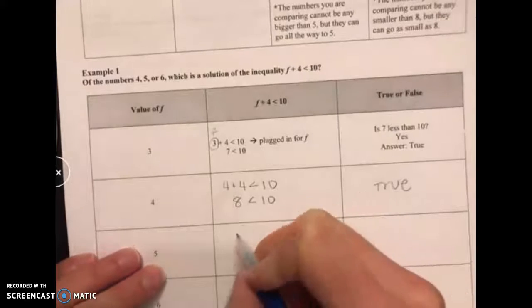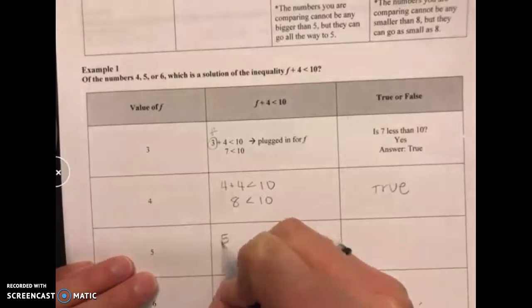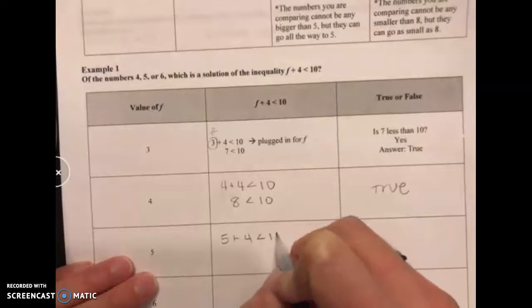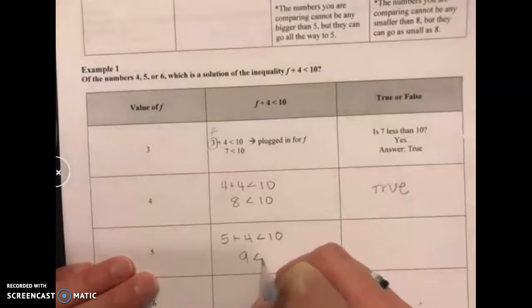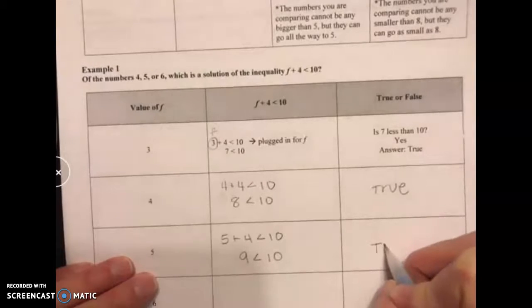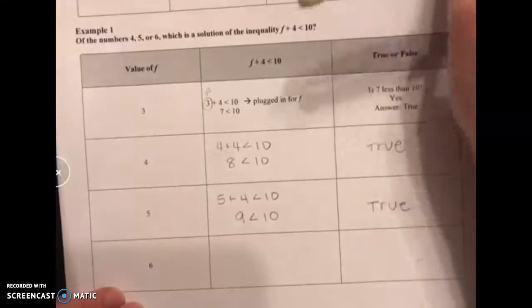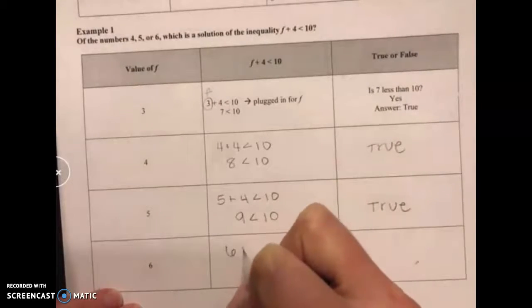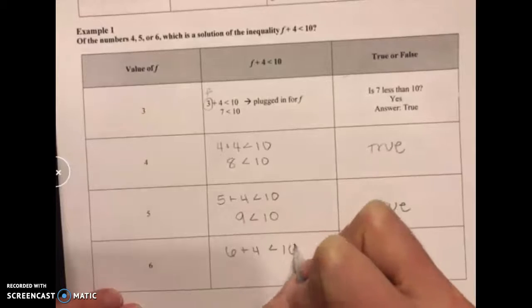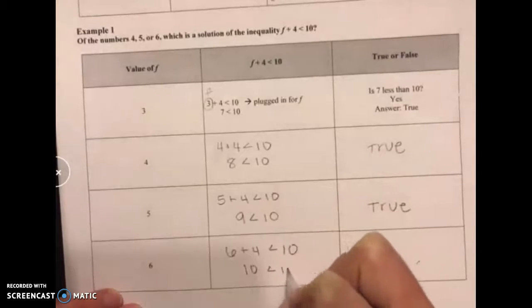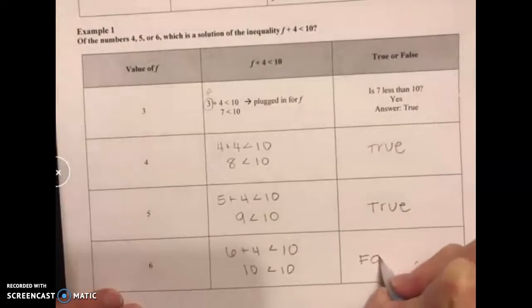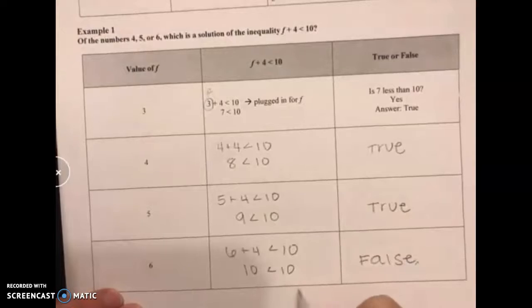All right, now let's plug in 5. So 5 plus 4 is less than 10, and that would mean 9 is less than 10. This is true. Okay, so now let's try plugging in 6. 6 plus 4 is less than 10, but that would be 10 is less than 10. This is not a true statement. This is false. 10 is not less than 10. Now, if it were less than or equal to, we could say that was true, but it's not. It's just plain less than. So that would be a false statement.